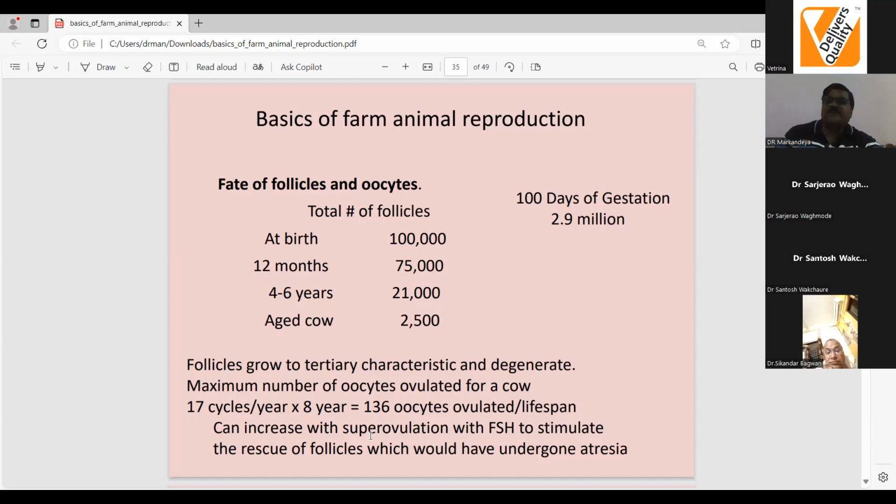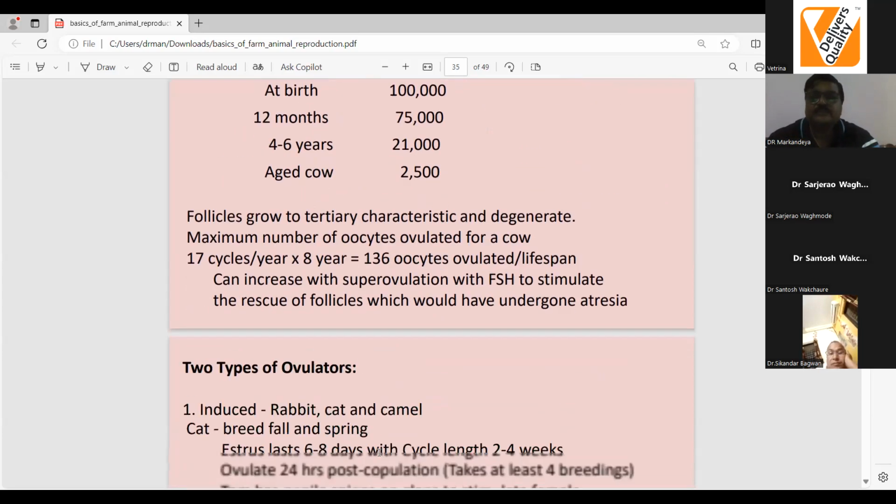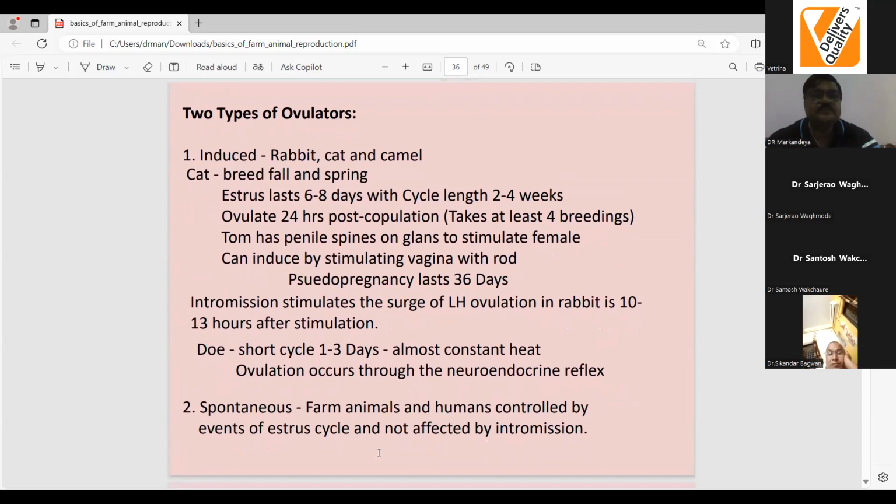So this is important information: as long as follicles are there in the cortical region of the ovary, the animal will come into estrus. Now these lifetime calvings, lifetime pregnancies must be considered in animal reproduction. Next one.